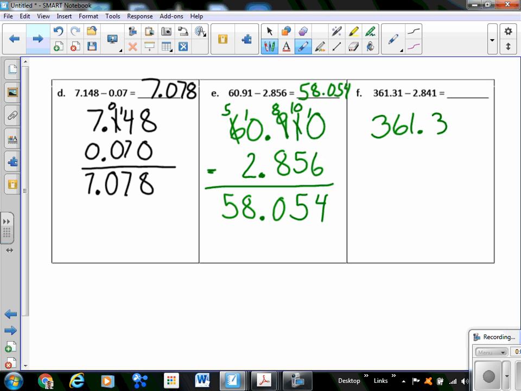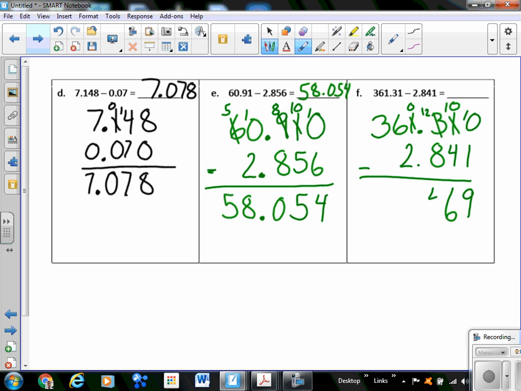Letter F, 361 and 31 hundredths minus 2 841 thousandths. Add a 0. We are subtracting. Borrow, that becomes a 10, makes that a 9. Borrow, that becomes a 10, that is 6. Borrow again, that becomes a 12, which gives me 4. Borrow again, that gives me 8, a 5, and a 3. Decimal point stays in the same place, like so.